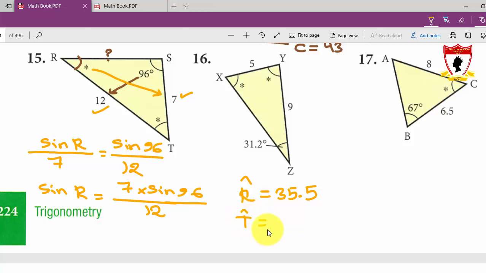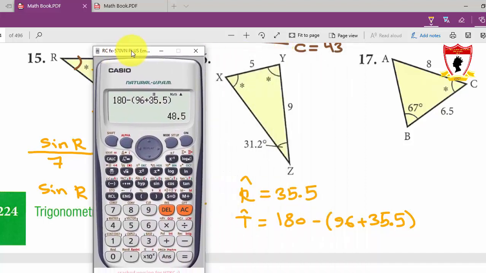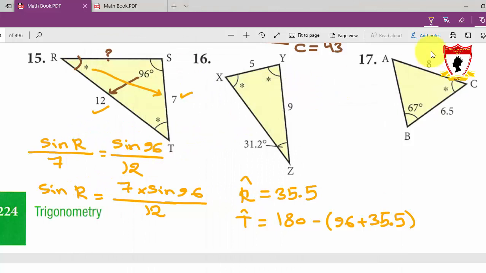Angle T is equal to the sum of these two angles subtracted from 180. Angle T is 180 minus 96 plus 35.5. So it's 48.5. Angle T is 48.5.